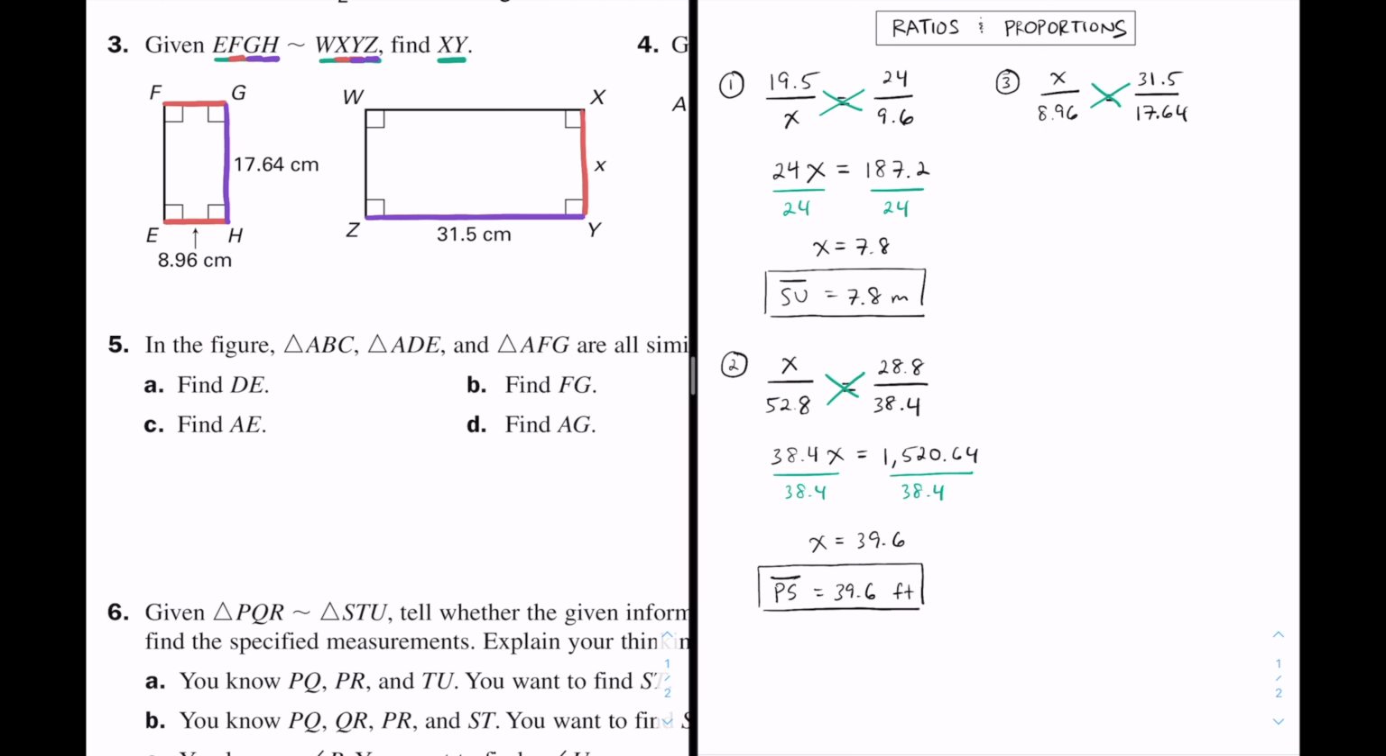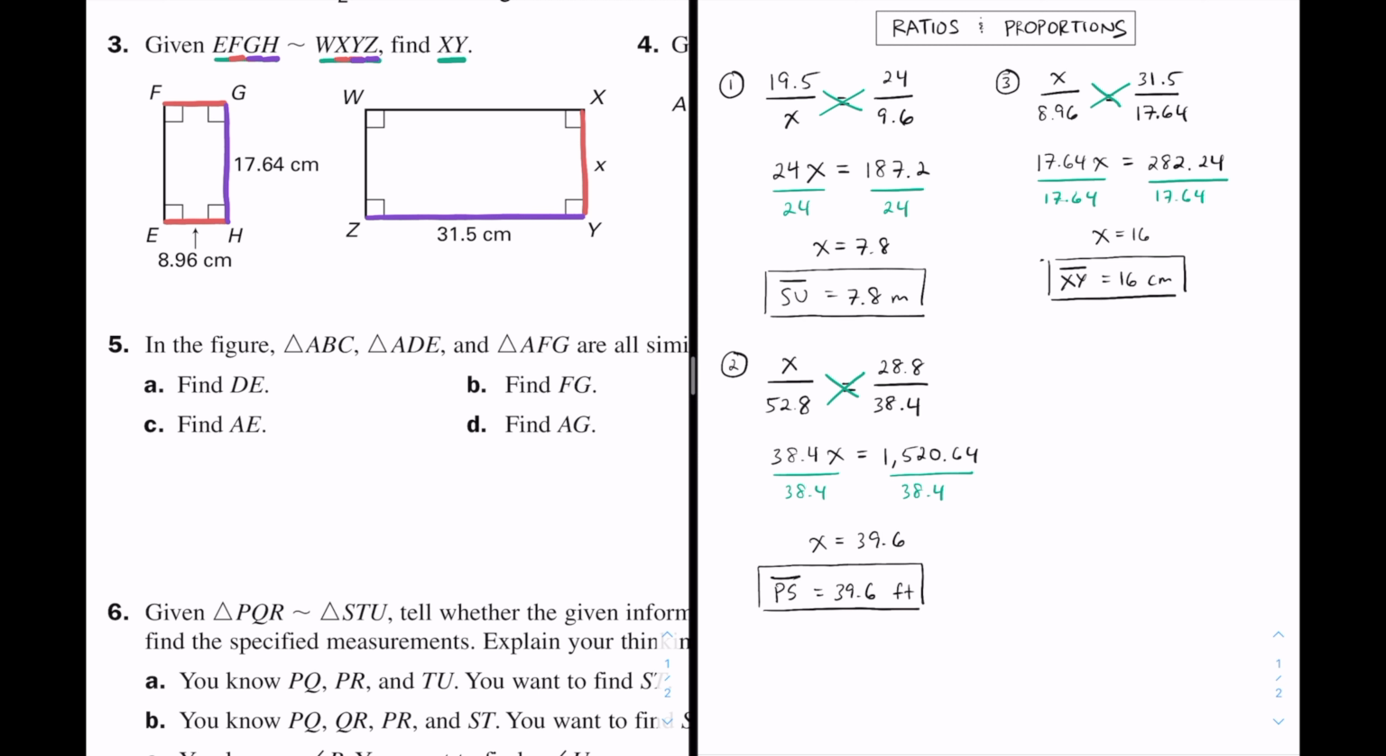Okay. So again, we're going from the right to left, and we're going to use cross products here to solve this. So 17.64x should equal the product of 31.5 multiplied by 8.96. And that's going to be 282.24. And we can go ahead and use the division property of equality and divide both sides by 17.64. If we do that, it's actually going to come out to a nice number here. X is going to equal exactly 16. So we know that the length of XY, segment XY, is equal to 16 centimeters.